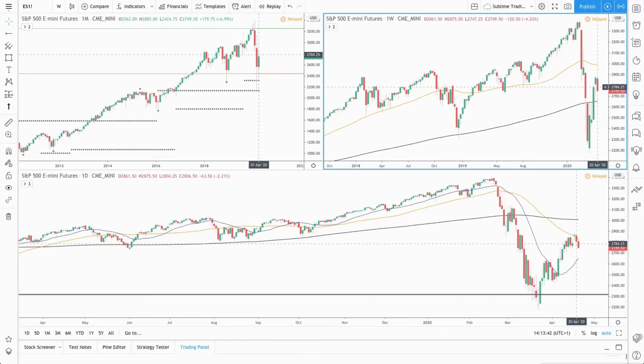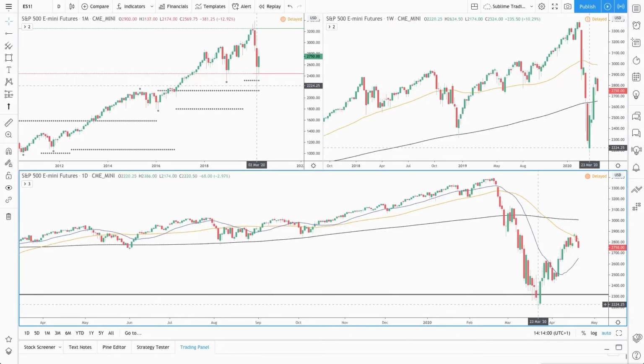But remember, it's still only Tuesday. We still have Wednesday, Thursday and Friday to go in terms of price action, so this could look very different by the end of the week, or this could potentially mean a pullback to the 200 moving average where it could find support and then a move back to the upside.